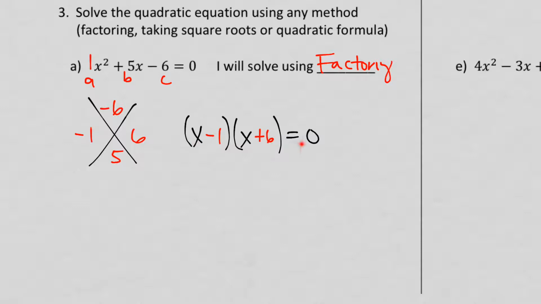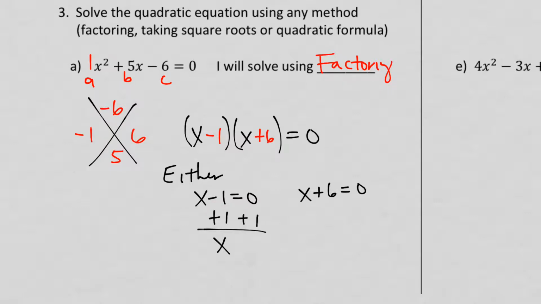So now that it's in factored form, I can solve from factored form. Remember that when I do this, I'm going to let each factor equal 0. So either x minus 1 equals 0, or x plus 6 equals 0, because they're both going to solve the equation. So again, set each factor equal to 0, and then just solve, and that'll produce your answers. First, I can add 1 to both sides, and I find that one answer is x equals 1. Next, I can subtract 6 from both sides, and find that my other answer is negative 6.